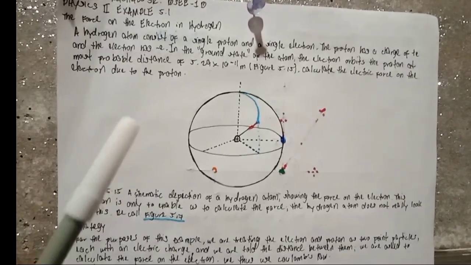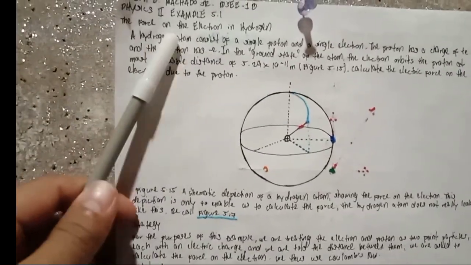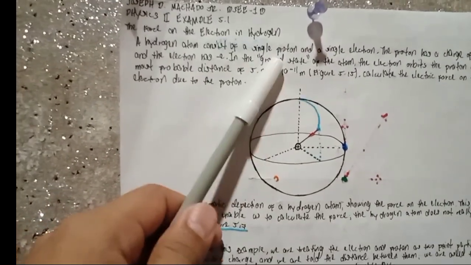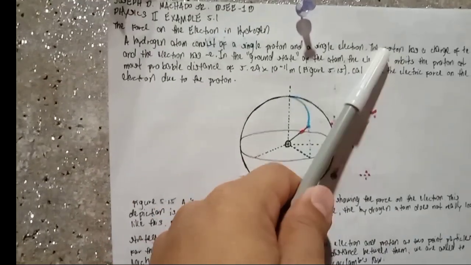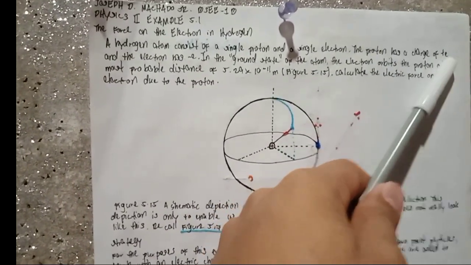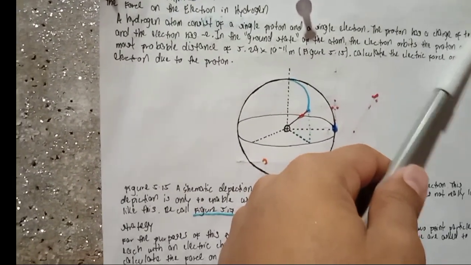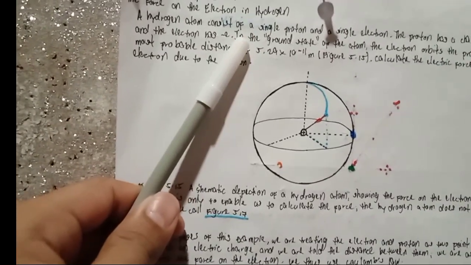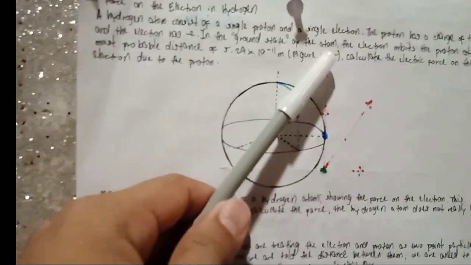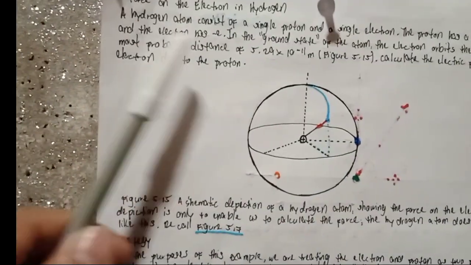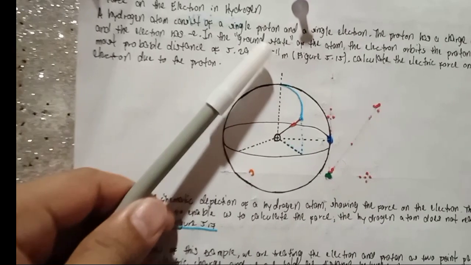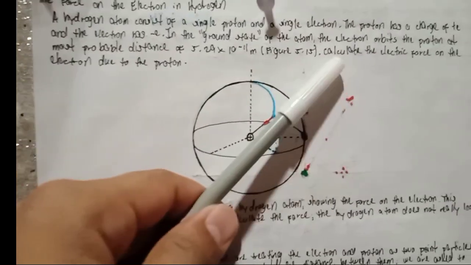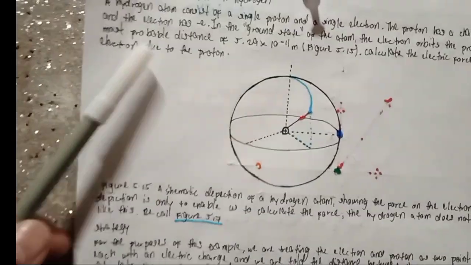Lecture 3, Electricity. The force on the electron in hydrogen. A hydrogen atom consists of a single proton and a single electron. The proton has a charge of positive e, and the electron has negative e. In the ground state of the atom, the electron orbits the proton at a most probable distance of 5.29 times 10 raised to the power of negative 11 meter. Calculate the electric force on the electron due to the proton.